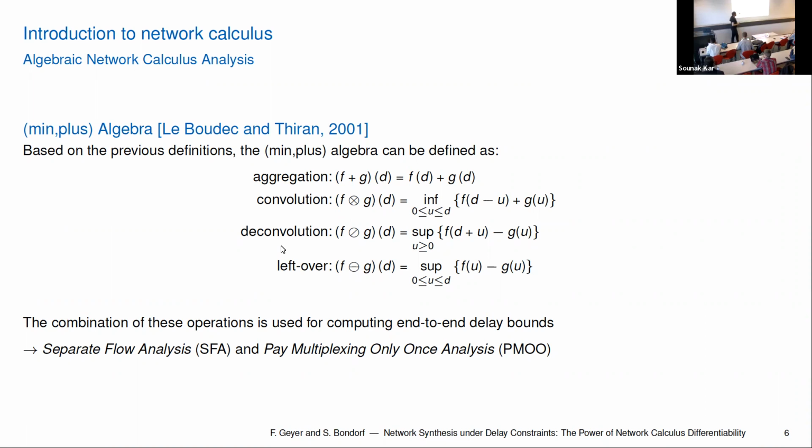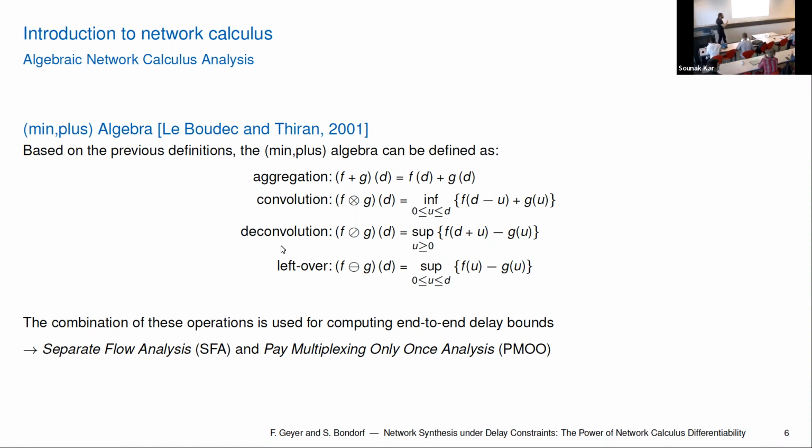So we have all these min-plus algebraic convolutions that we want to have for PMOO and PBOO effects, deconvolutions for output bounding as it is required in the feed-forward analysis, where we have to bound the arrivals of cross traffic. And we compose them by some rules to what we call the analysis, separate flow analysis I showed before, and PMOO, the effects that really tighten our bounds.